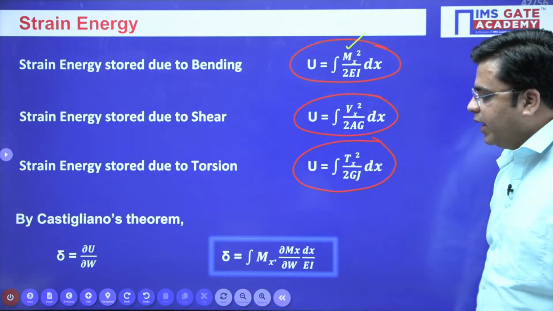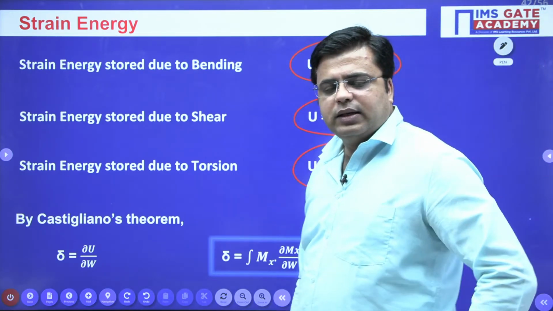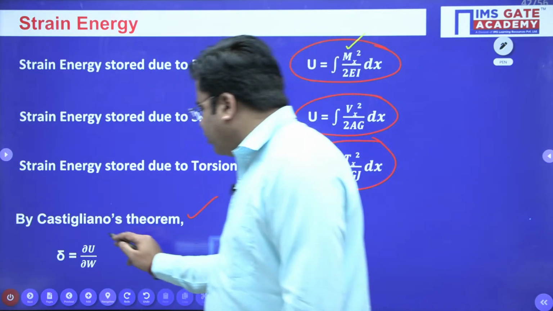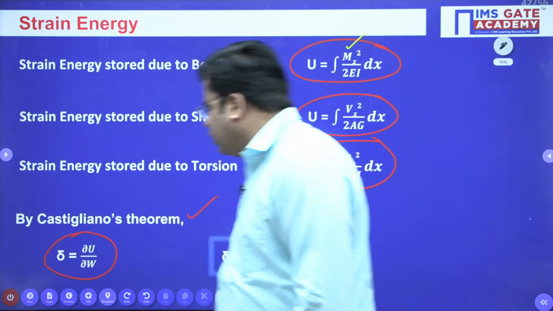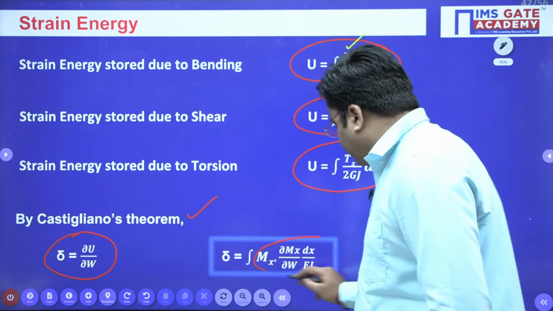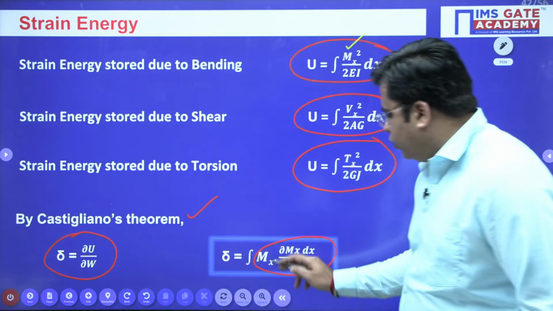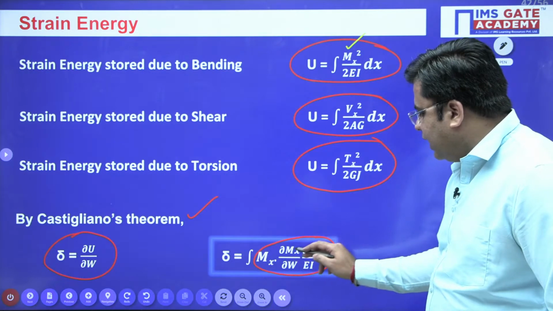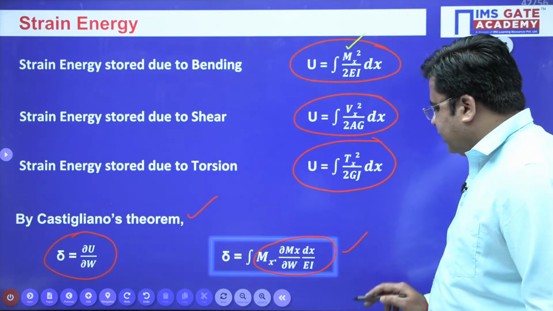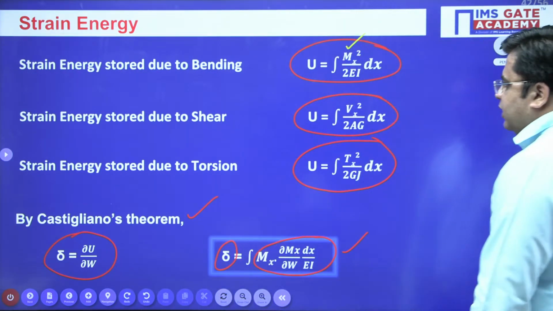So these are the standard results for calculating the strain energy due to bending moment, due to shear force, or due to torsion, right. Once you have calculated this strain energy for the system, you can easily calculate the deformation using Castigliano's theorem. So delta, as I have already told you, is equal to del U by del W, and del U by del W can be written in terms of moment as the integration of Mx del Mx by del W into dx upon EI. So this is the direct relation for calculating the deformation using Castigliano's theorem.